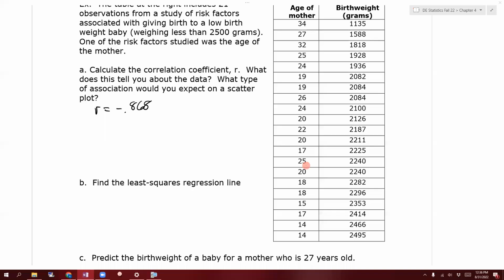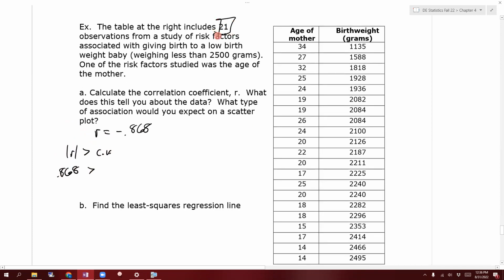All right, so for the first part, r is equal to negative 0.868. So our check is absolute value of r is greater than our critical value. So 0.868. And then we use our table and we use the fact that there are 21 data points, so our sample size is 21. So we'd go down to the 21st row in our chart and then go over, and that gives us a critical value of 0.433.